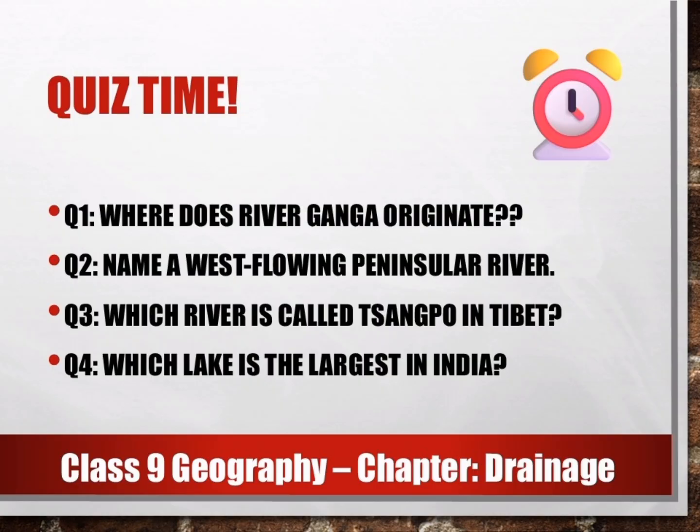Let's do a quick revision to see how much we have understood. First question, which river is called Sangpo in Tibet? Second, can you name any two rivers that flow westward into the Arabian Sea? Third, what is a drainage basin? Think carefully and, if needed, go back and revise the slides.